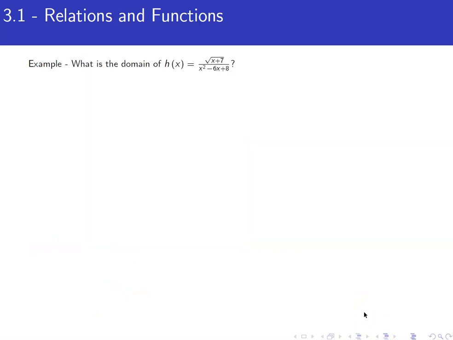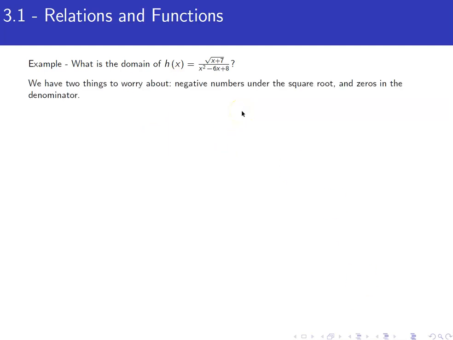One last example here. Let's put these two ideas together. We're asked, what is the domain of h of x equals square root of x plus 7 divided by x squared minus 6x plus 8? Well, this has two things going on with it. We can't have negatives under the square root, and we cannot have zeros in the denominator. So let's handle them piece by piece.